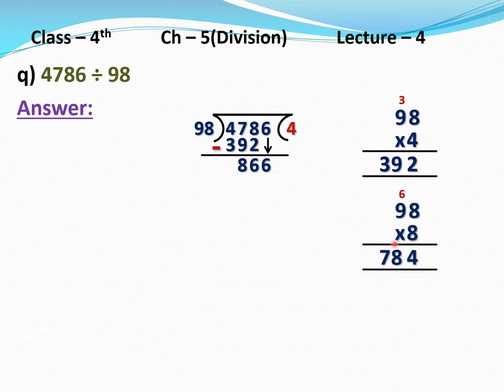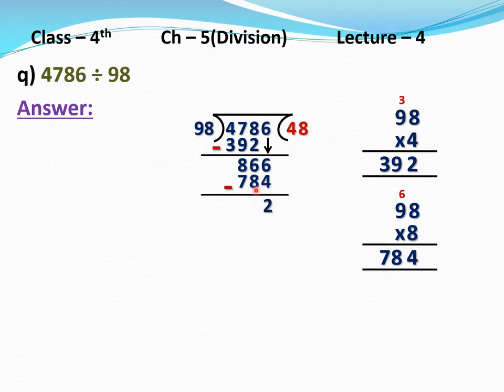It should not be greater than 866. Clear? Multiply 98 by 8. See, 8 8s are 64, write 4 here and 6 carry. 8 9s are 72 plus 6, 78, write 78 here. 98 multiplied by 8 is equal to 784. Write down 98 multiplied by 8 equal to 784. Now we will do subtraction. 6 minus 4, 2, write 2 here.